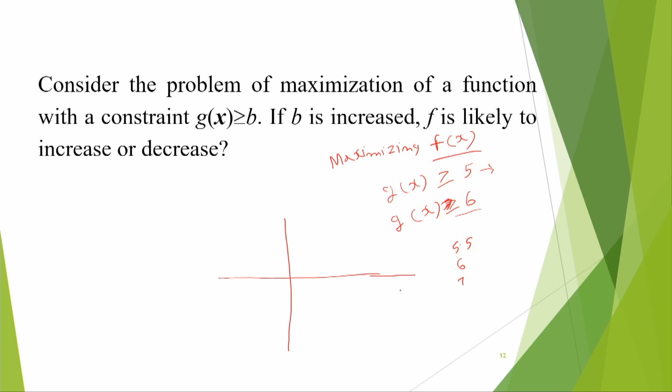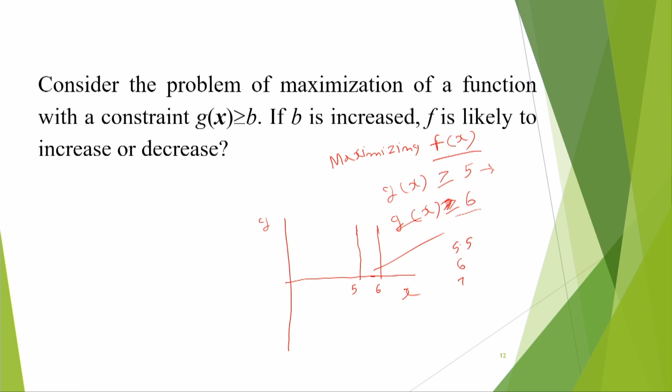Suppose you show that graphically: suppose this is x and this is the function g. Suppose I say this is 5 and this is 6. If g(x) is greater than 5, that means all the region here and here, which contains g(x) greater than 6 also. But if I say g(x) is only greater than 6, then I am eliminating this region. So I am not allowed to take 5.5. So naturally g(x) greater than 6 is stricter.